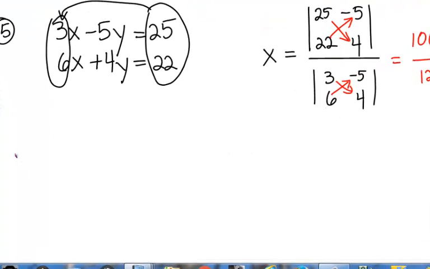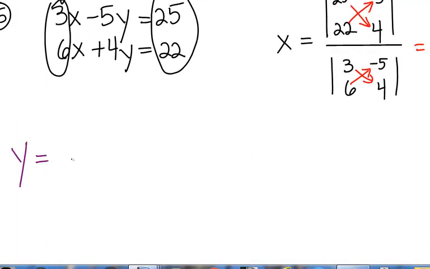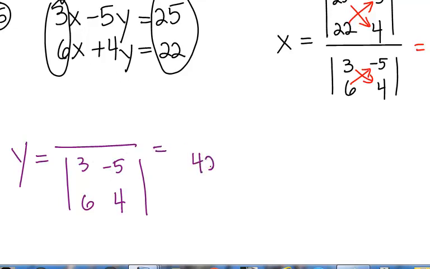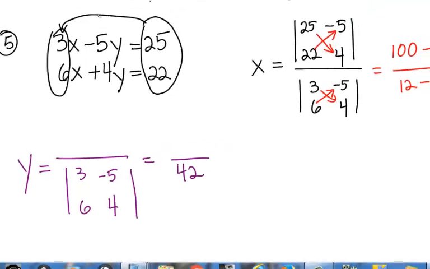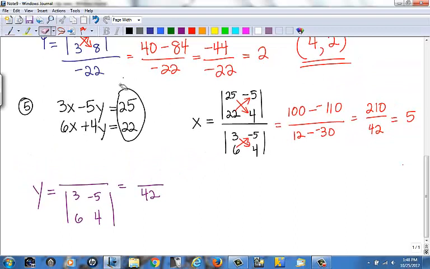Now let's do the y. This is where I could write the same bottom part, but do I need to work it twice? No, I know what the bottom part is. I know it's 42. You have to be very careful you don't make an arithmetic error. So if I'm solving for y, I'm going to put these two in for the y's. My 2 by 2 up here, the first column is going to be 3, 6, 25, 22.